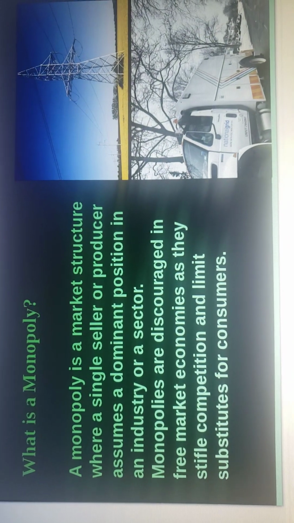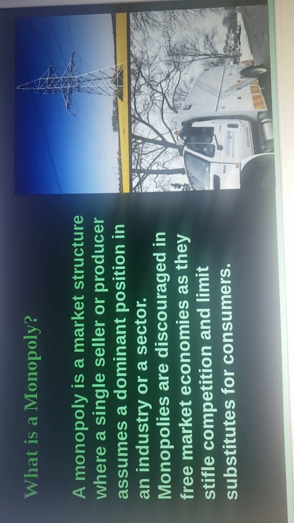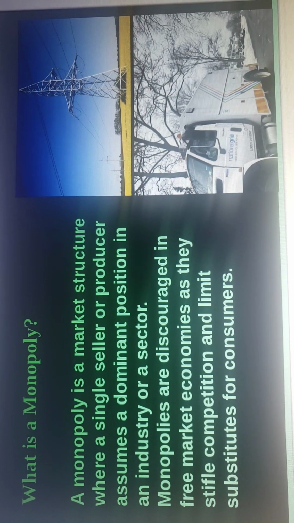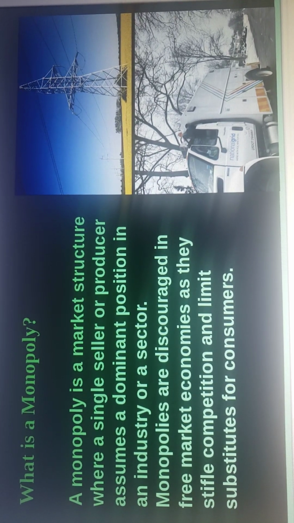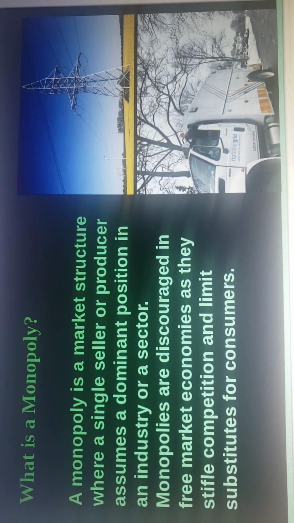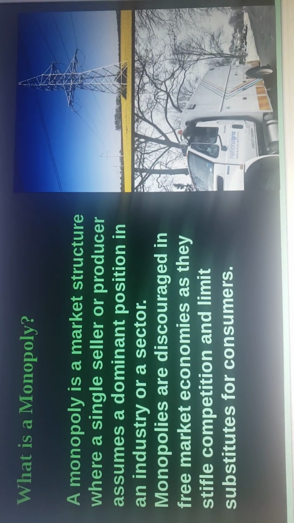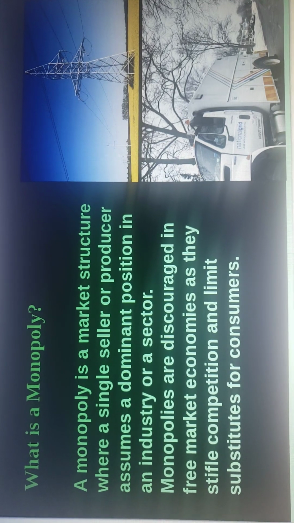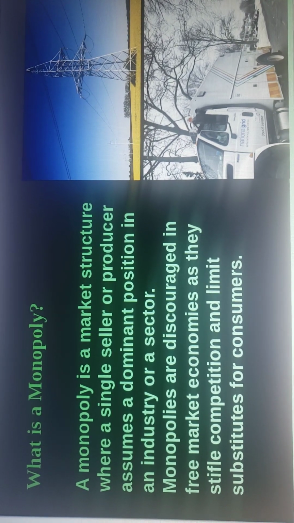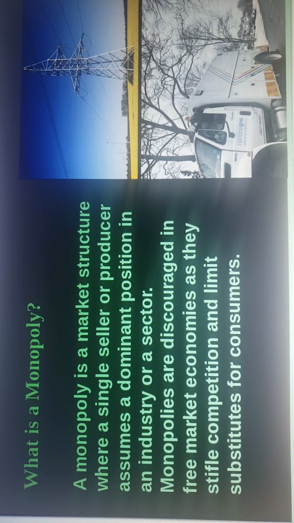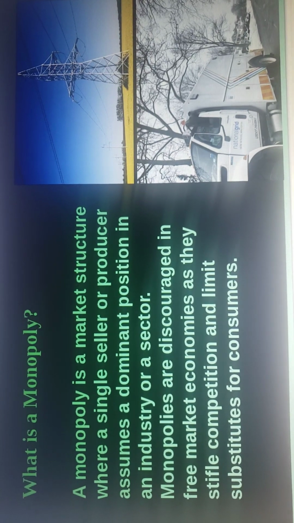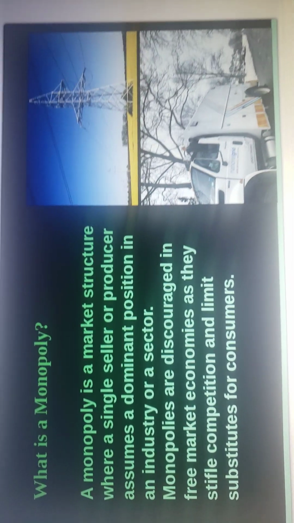What is a monopoly? A monopoly is a market structure where a single seller or producer assumes a dominant position in an industry or a sector. Monopolies are discouraged in free market economies as they stifle competition and limit substitutes for consumers. So basically, it's one firm selling a unique product. The firm is a price maker, not a price taker.